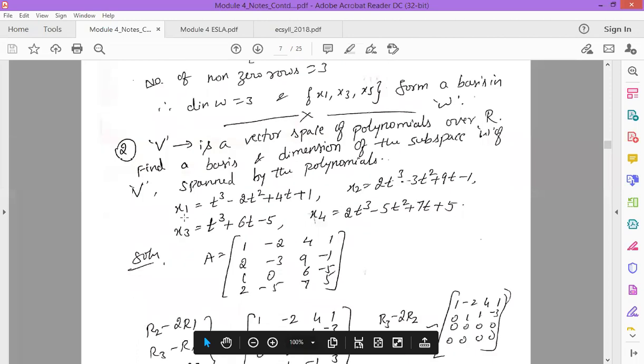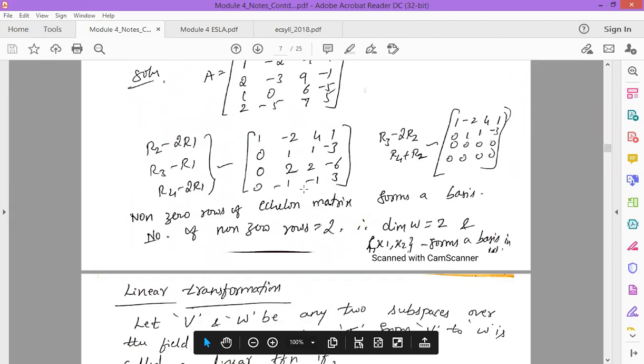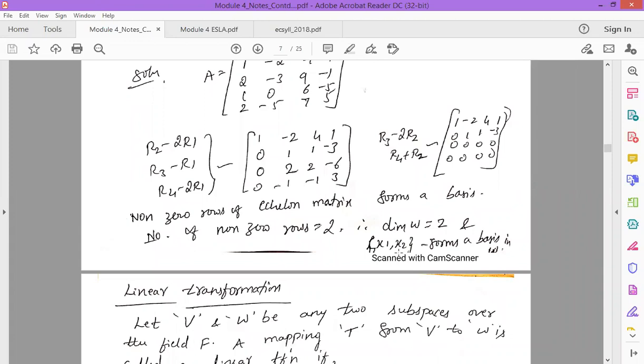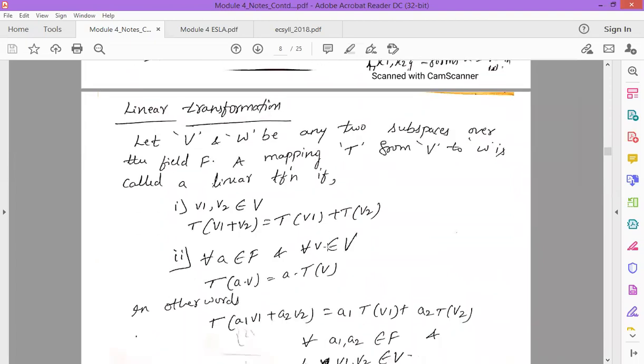Similarly, one more example is shown here. For this also you are going to identify the dimension after applying the row reduced form, and also you are going to identify the basis for the given vectors. So the next topic is the linear transformation.